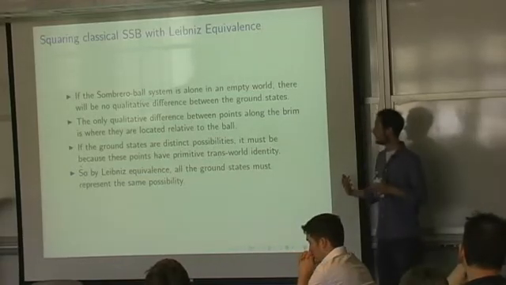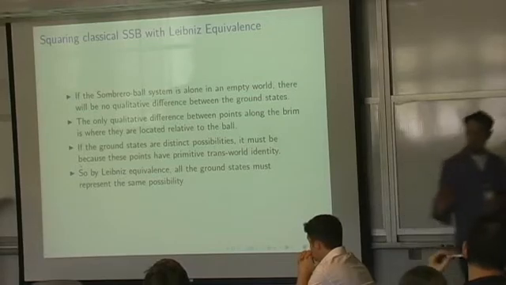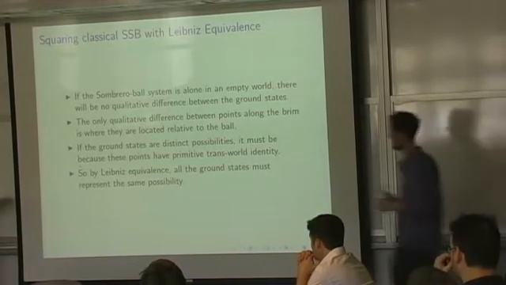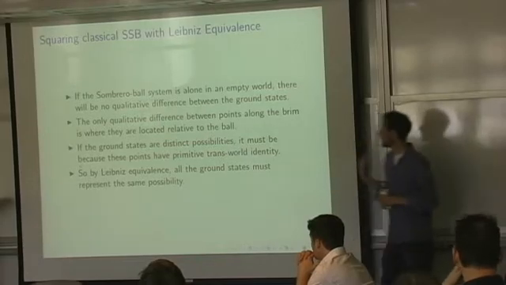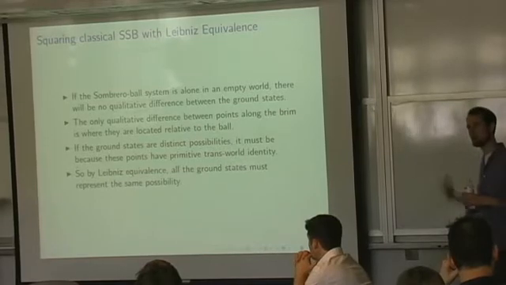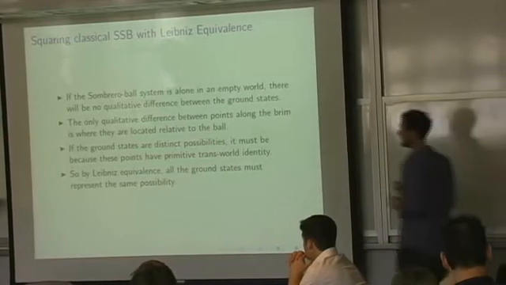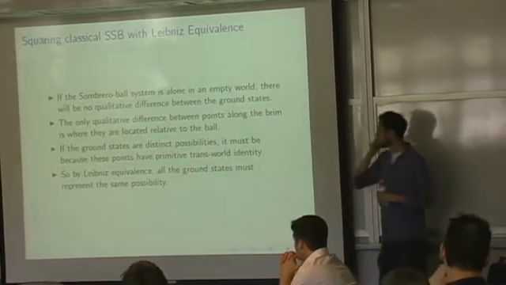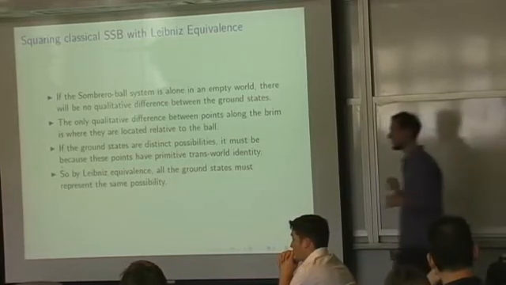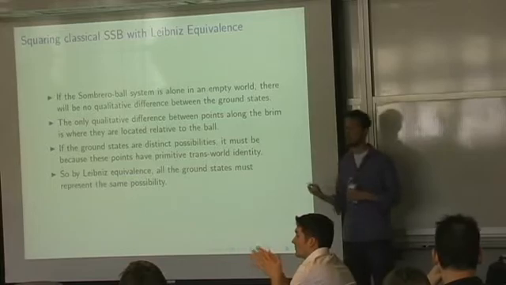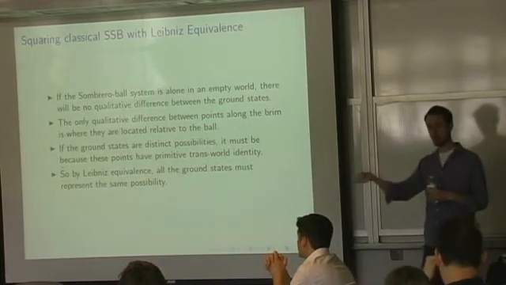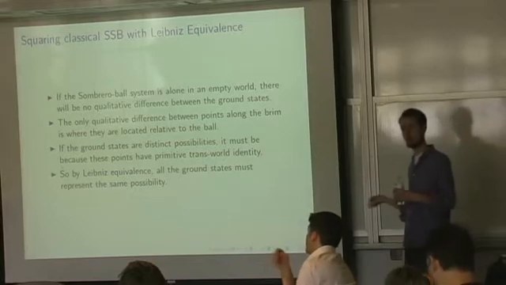In that case, there's not going to be any qualitative difference between the ground states that I get by rotating the ball along the edge of the sombrero. The only qualitative difference between the points along the brim is where they're located with respect to the ball. Otherwise, they're all identical. So, if these ground states are distinct possibilities, it must be because those points have some kind of primitive transworld identity that tells you, look, this is the point that the ball is at in the actual world, but it might not have been at that point.